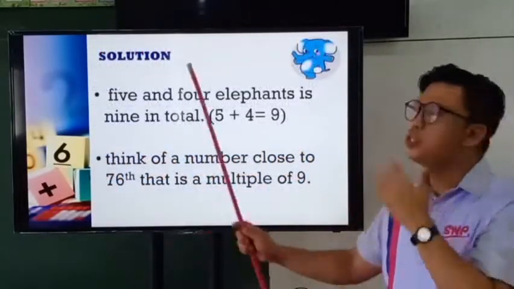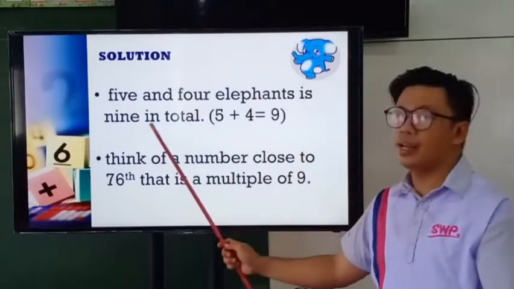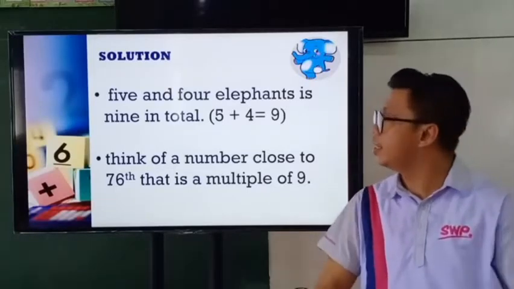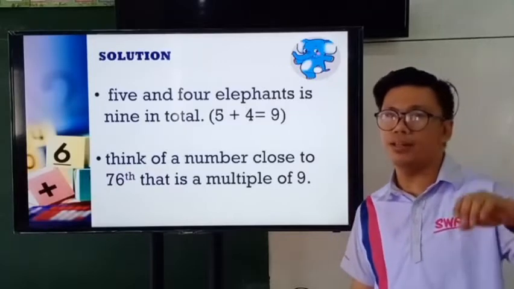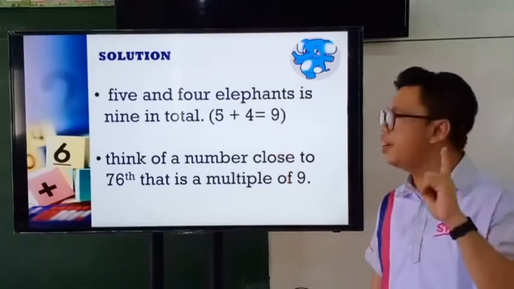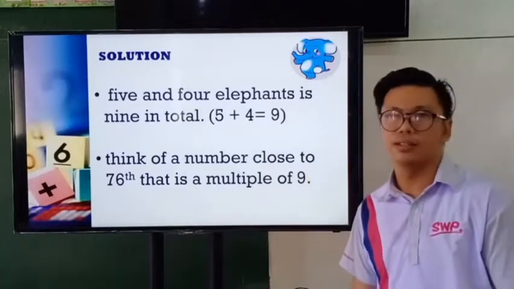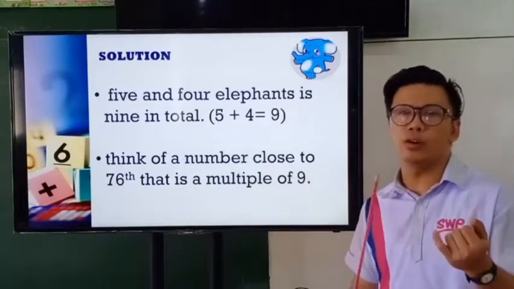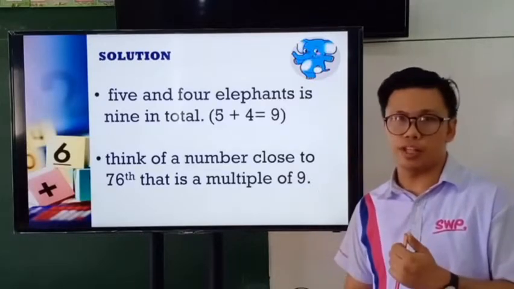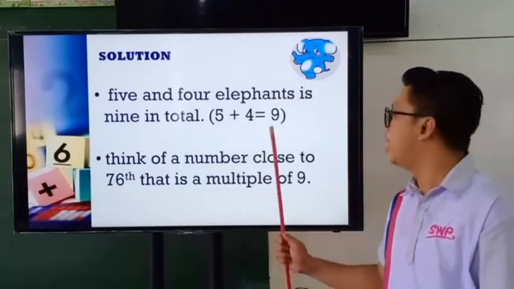Next, the solution. The 5 and 4 elephants is 9 in total. So we have 5 elephants and another 4 elephants, so you add 5 plus 4 is 9. Now think of a number that is close to 76. So we will use the times table. What times table will we use? Very good, the 9 table.